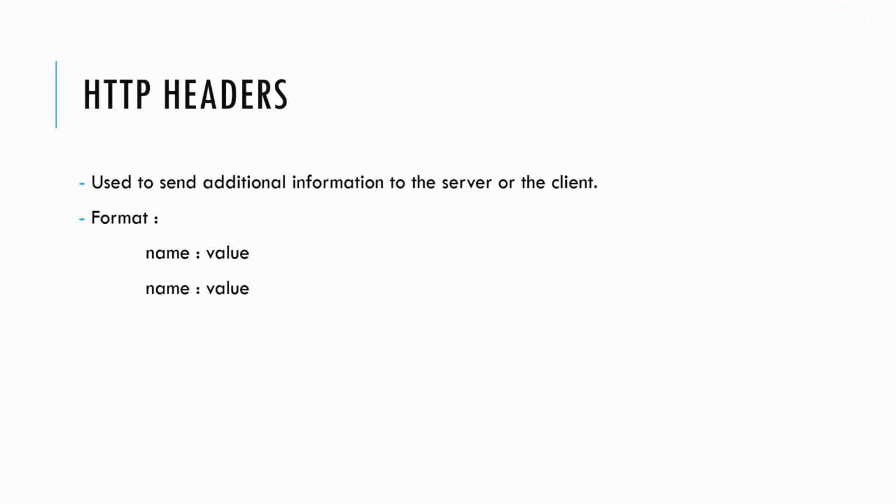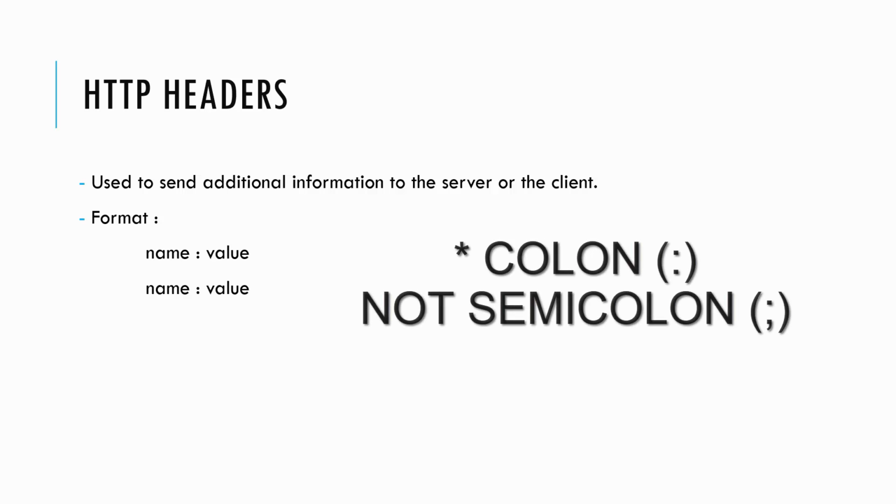Now let us talk about HTTP headers. These headers appear in both the GET and the POST requests as well as in all the responses sent by the server. So what are headers? Headers are pieces of information which are used to send additional information to the server or the client. So these can be sent both to the server or the client, and their format is really simple. We have the name of the header followed by a colon and then its value.